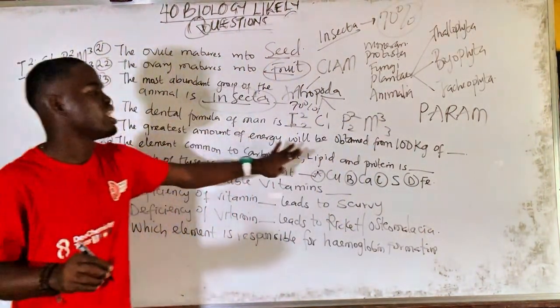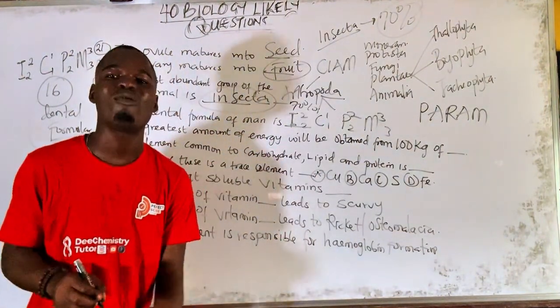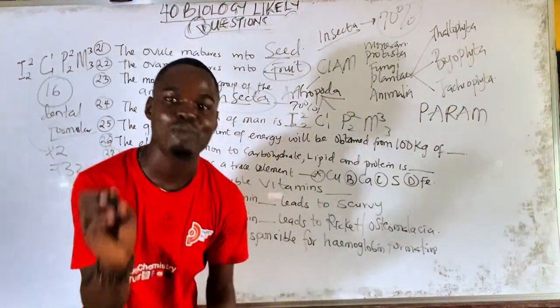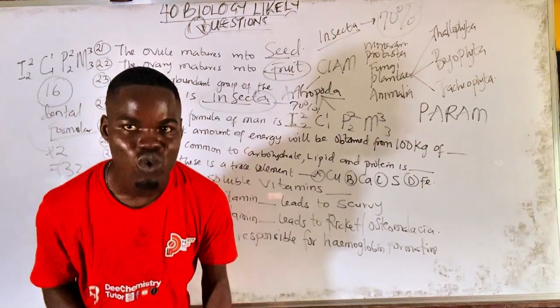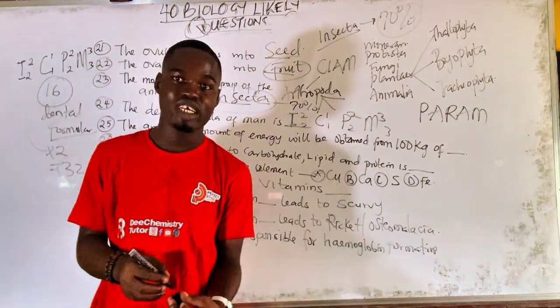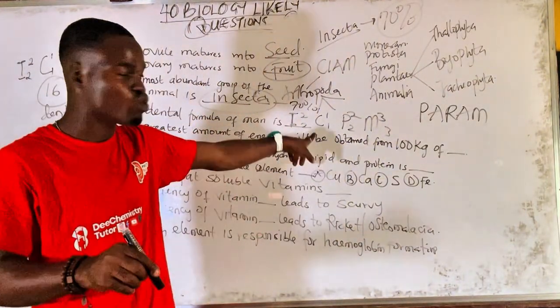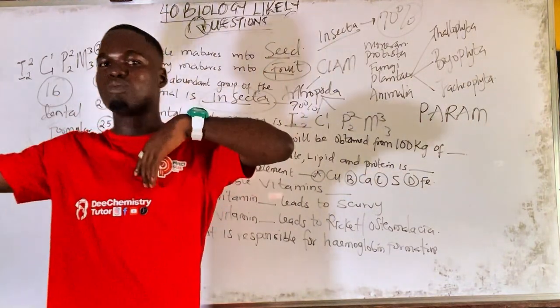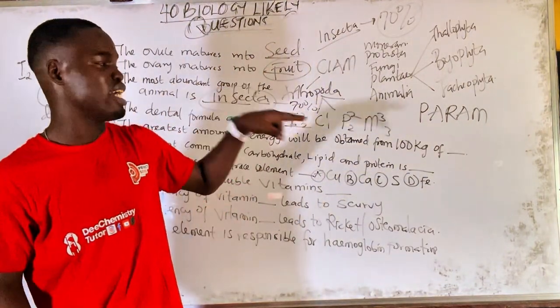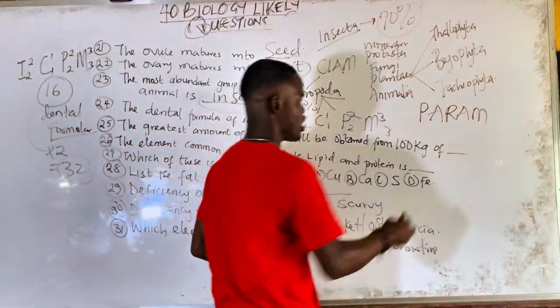The greatest amount of energy will be obtained from 100 kilograms of dash. Most people don't know. They think it's carbohydrate that gives the highest energy. No, it is fats and oil. So in the Jamb exam for this question, they put meat, they put bread, but the answer they put that is correct is butter.